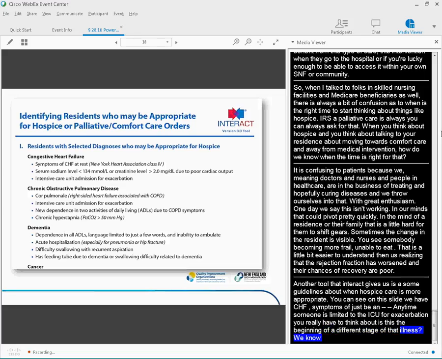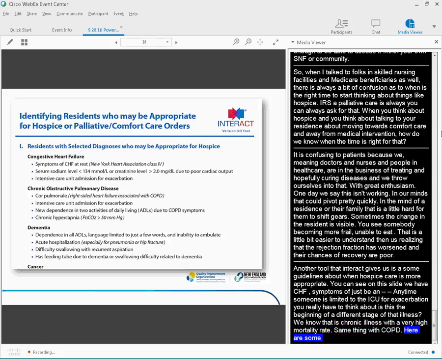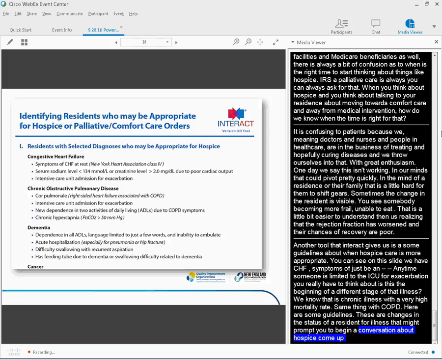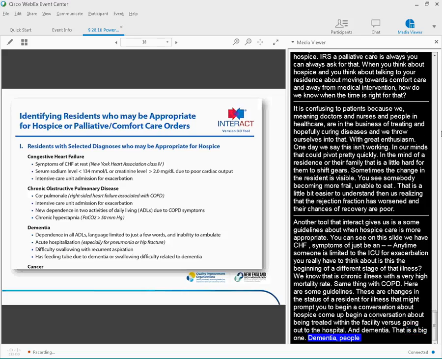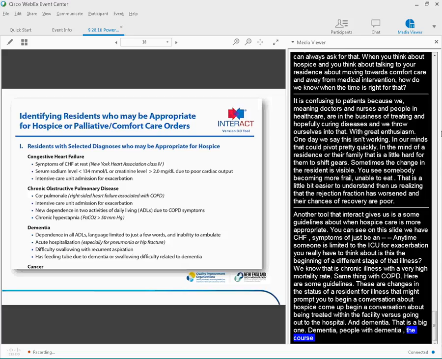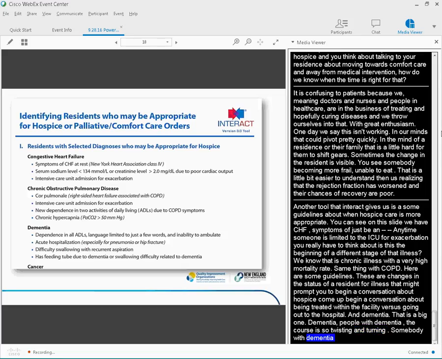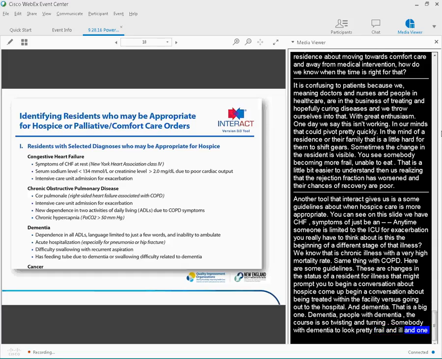Same thing with COPD. Here's some guidelines for changes in the status of a resident with that illness that might prompt you to begin a conversation about hospice, begin a conversation about being treated within the facility versus going out to the hospital. And dementia, and that's a big one, because with people with dementia, the course is so twisty turning. Somebody with dementia can look really pretty frail and ill, and one day you'll walk on the unit and they just jumped out of bed and are running down the hall, and you say, wow, how did that happen?